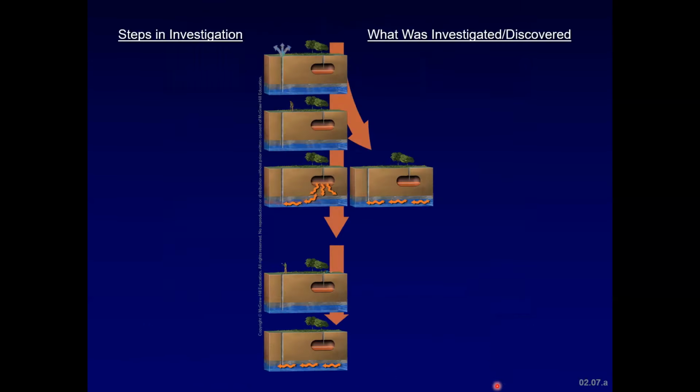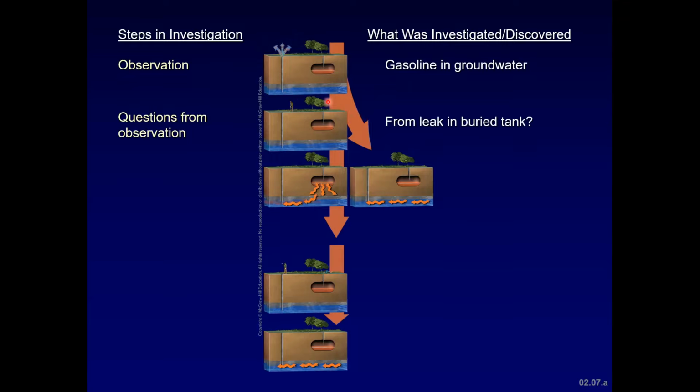Now, there are different steps in a geologic investigation. The first step is to make an observation or multiple observations, recognize a problem, and state the problem. So at the top here, we have an observation. We find that there's gasoline in groundwater. We can ask some questions based on that observation. There's kind of a tank here, there's an aquifer here, and there's a well where we're getting gasoline in the water. It's bad. Is that gasoline from a leak in this underground storage tank?